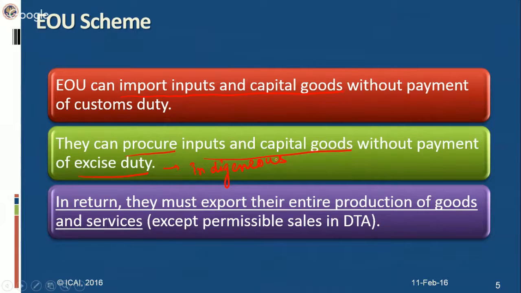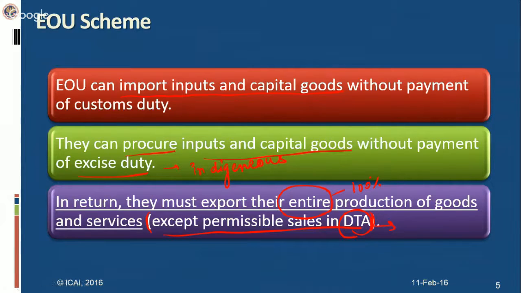And in return, what these units have to do is they must export their entire production. That is why we sometimes call them 100% EOU. So they have to export 100% of their production outside India, production of goods or provision of services, whichever is the case. But there is an exception clause also here, that in certain cases they may make sales in DTA. First of all, what is DTA? DTA stands for Domestic Tariff Area.